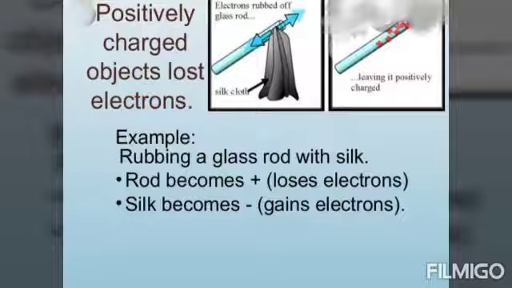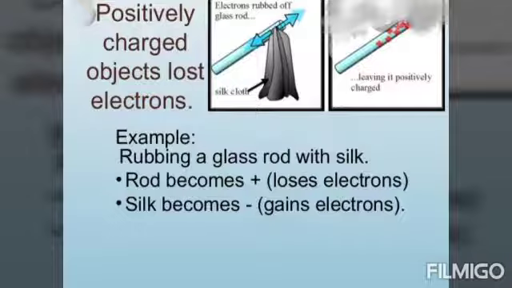Electrical charge is created when electrons are transferred or removed from one object, because electrons have a negative charge. When they are added to an object, it becomes negatively charged. When electrons are removed from an object, it becomes positively charged. So when we rub the glass rod on a silk cloth, it will acquire a positive charge.